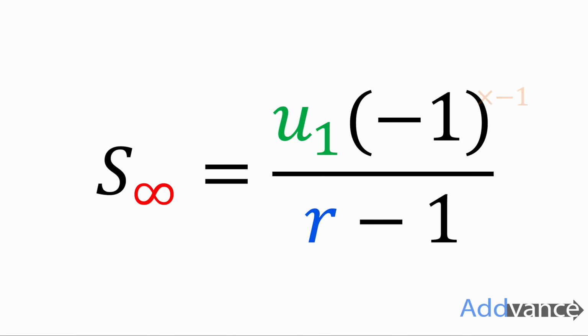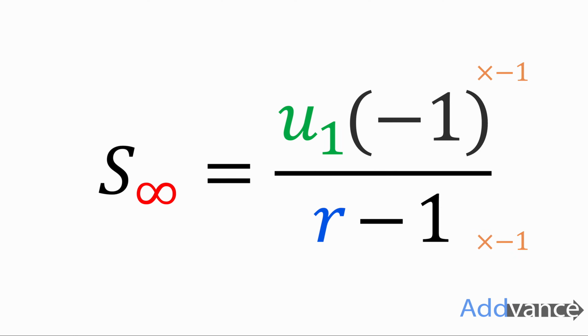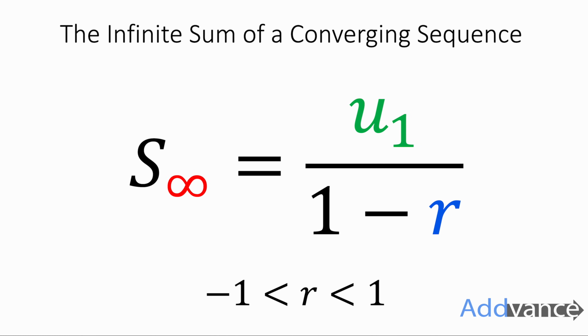This simplifies to this, and we can simplify further by multiplying the top and the bottom of this fraction by minus 1. And we would get this formula here: S infinity is equal to u1 over 1 minus r, and this is specific to ratios between minus 1 and 1.